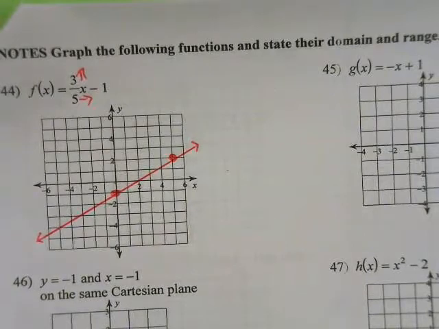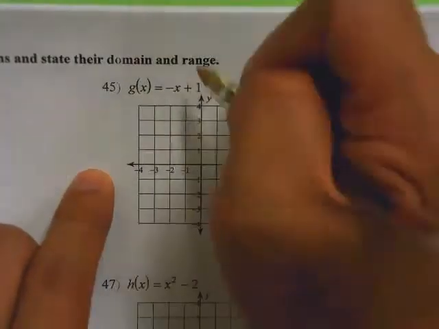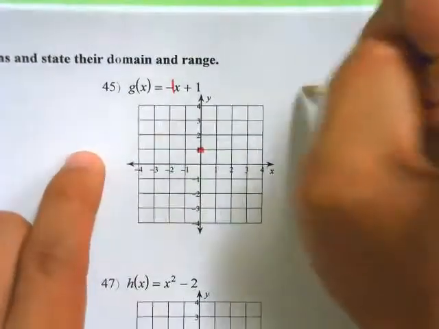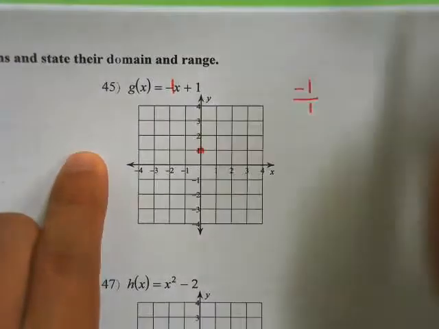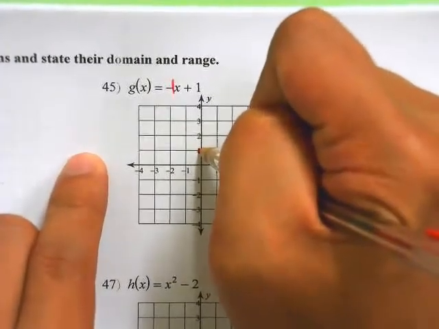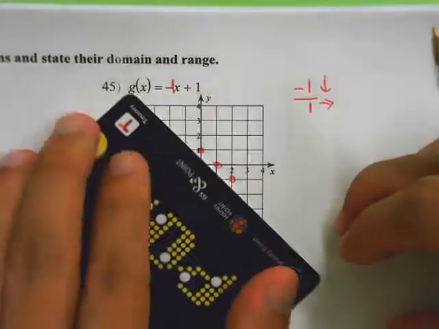All right, let's do 45. It is positive 1, so this is going to be your y-intercept. Your slope, there's a negative. So it's going to be negative 1 over 1. You're going to go 1 down and then 1 to the right. From the 0, 1. 1 down, 1 to the right.